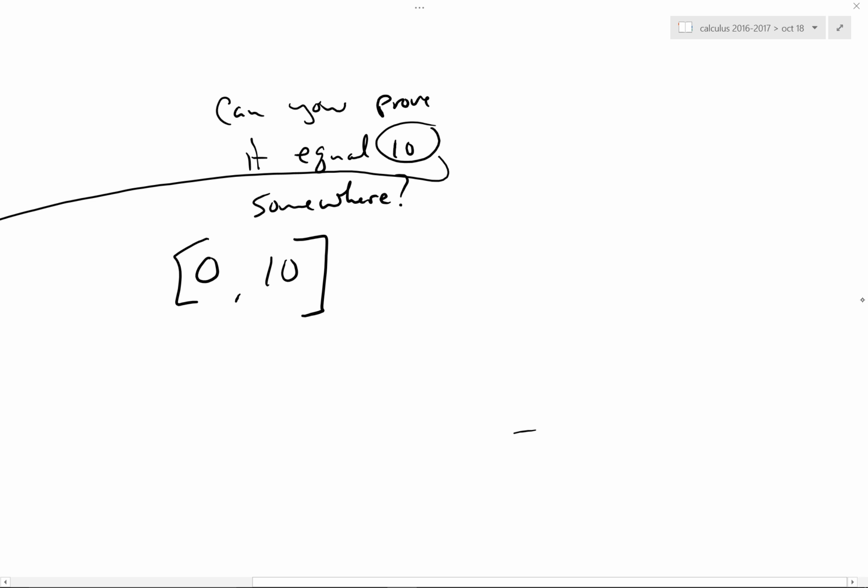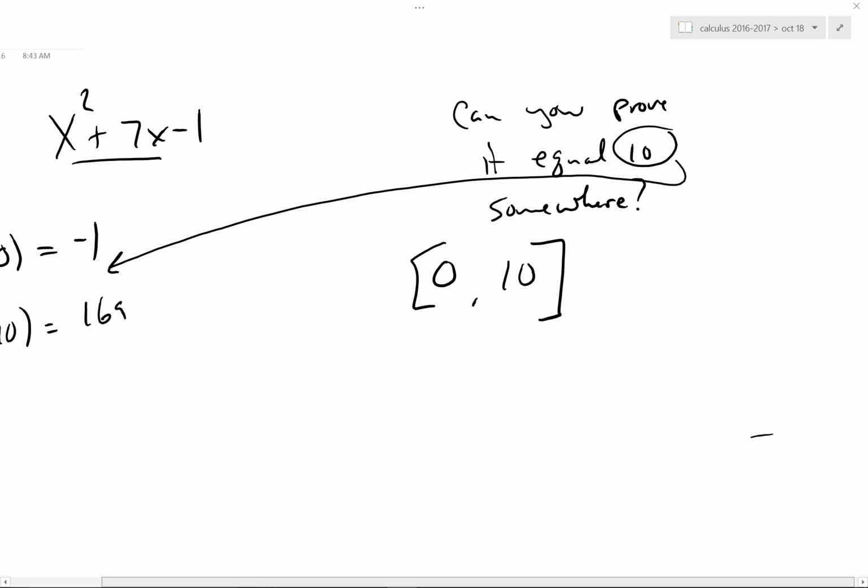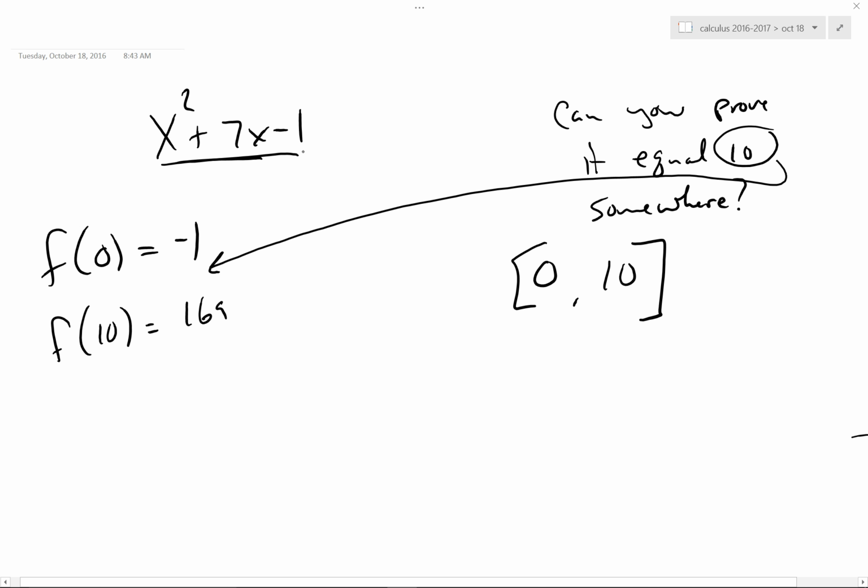Because this is a continuous function, and because f of 0 is less than f of 10, and they're on either side of the y in question, I'm guaranteed it equals 10 somewhere in between there.